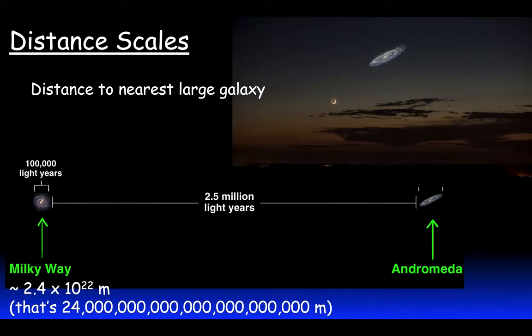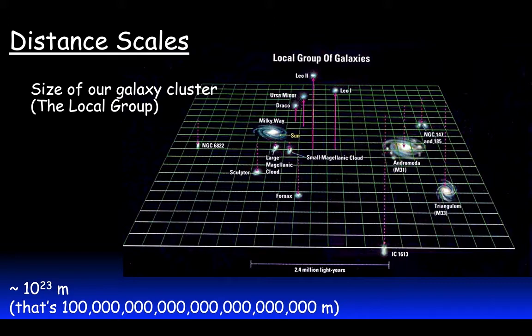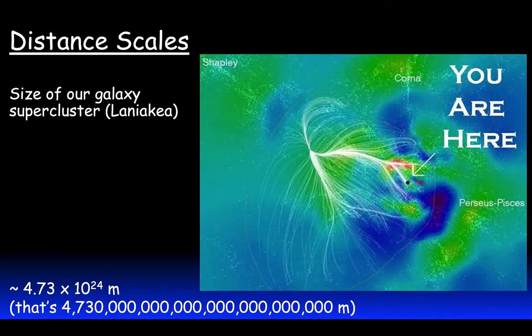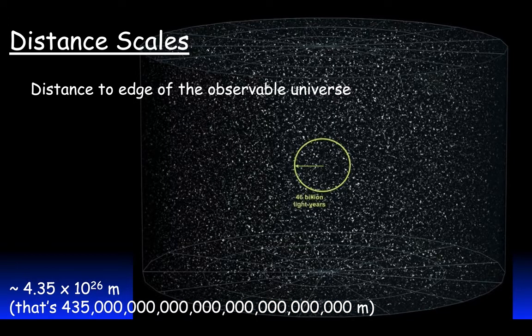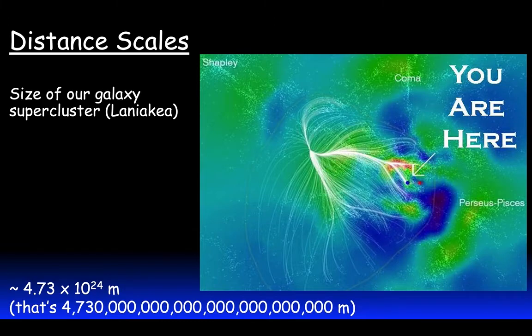If we increase by a factor of 10 again, you're now looking at the size of our small galaxy cluster. Our small cluster has about 2 large galaxies in it, then a bunch of smaller galaxies. It's about 10 to the 23 meters across, give or take. And if you want to increase by a factor of 10 again and a few more, you're looking at the size of our galaxy supercluster Laniakea. The distance to the edge of the observable universe, the distance that it is not possible to see beyond, is about 10 to the 26 meters. So that's about 100 times larger than this.